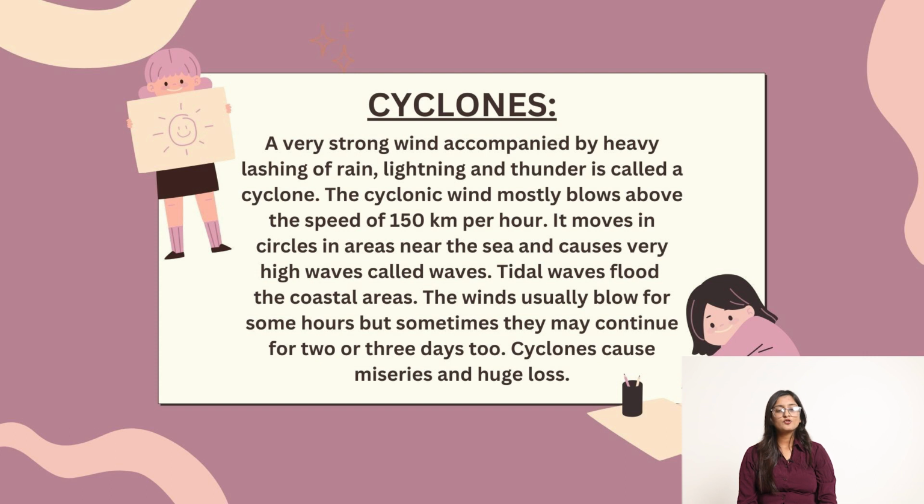Cyclones. A very strong wind accompanied by heavy lashing of rain, lightning and thunder is called a cyclone. The cyclonic wind mostly blows above the speed of 150 km per hour. It moves in circles in areas near the sea and causes very high waves called tidal waves. Tidal waves flood the coastal areas. The wind usually blows for some hours, but sometimes it may continue for 2 or 3 days too. Cyclones cause miseries and huge loss.